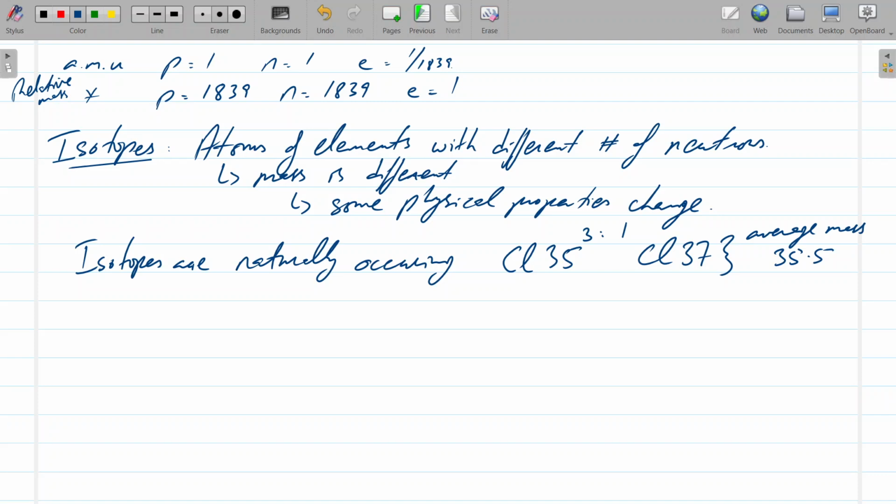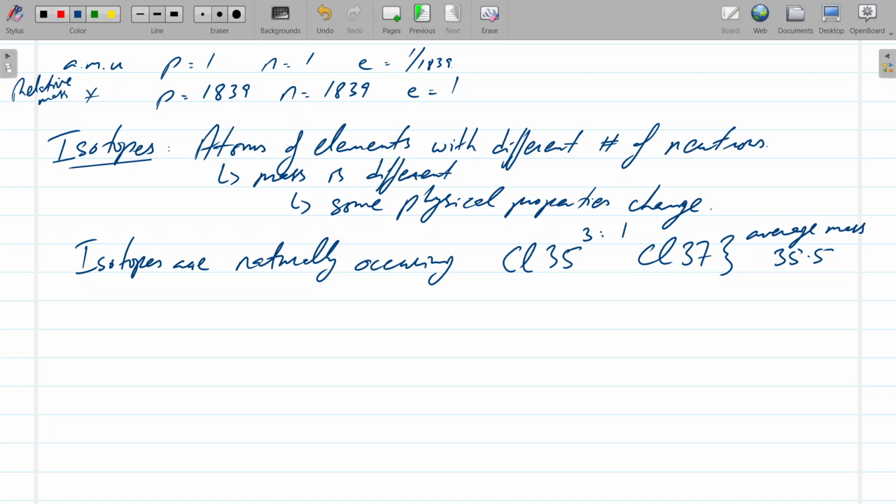By the way, fun fact: it's given in the book that the word isotopes comes from Greek, and isos means same, and topos means place. So, same place.